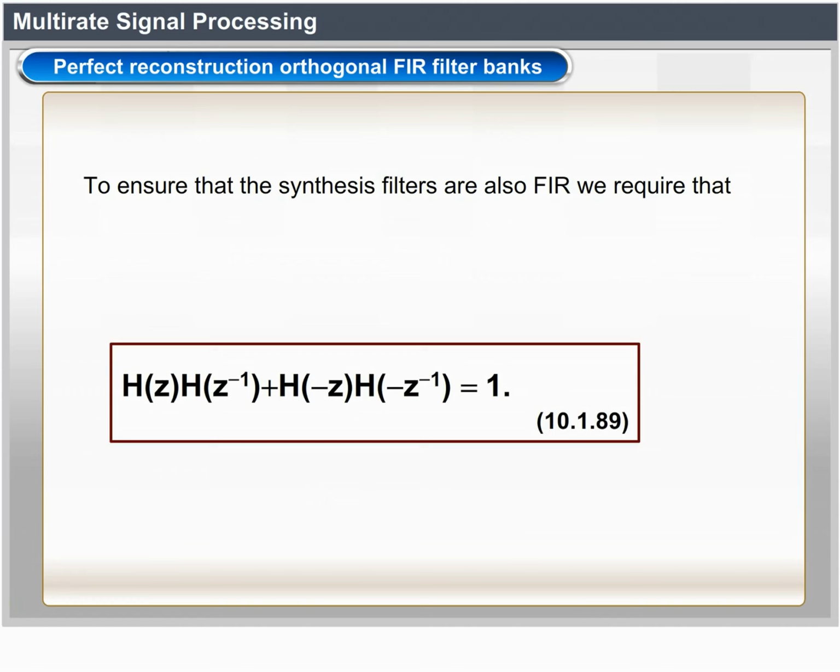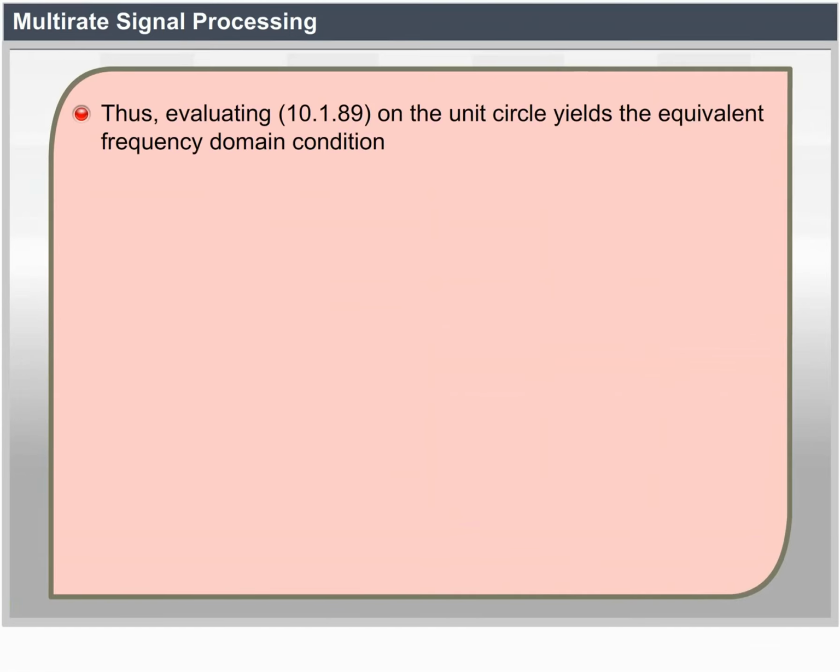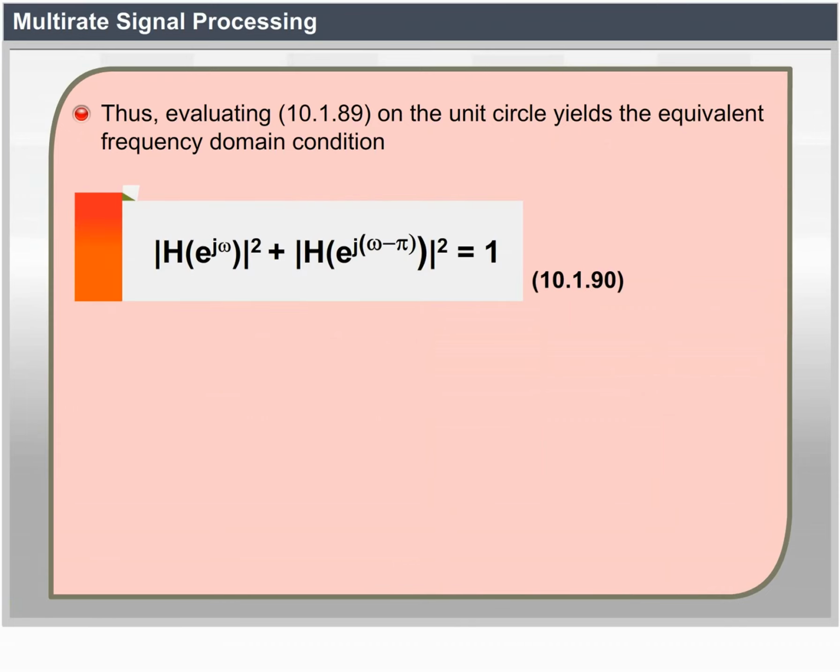Since H(z) has real coefficients, we have H(e^-jω) = H*(e^jω). Thus evaluating 10.1.89 on the unit circle yields the equivalent frequency domain condition: |H(e^jω)|^2 + |H(e^j(ω-π))|^2 = 1, called equation number 10.1.90.